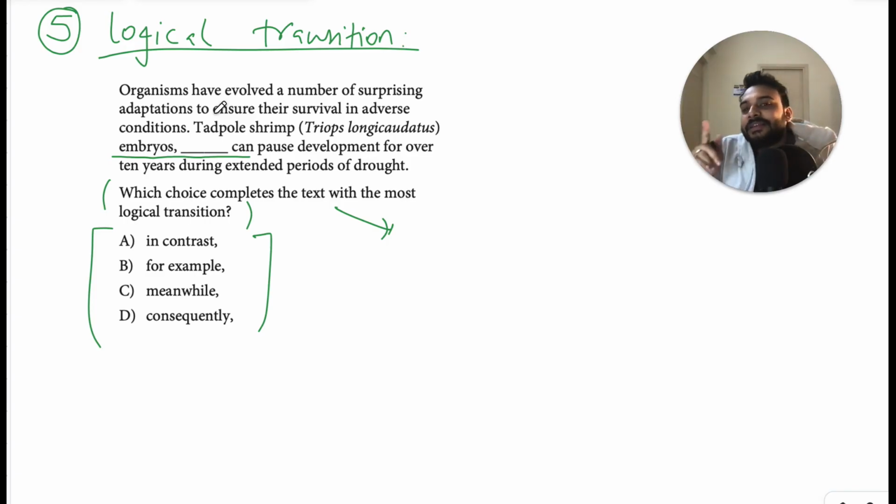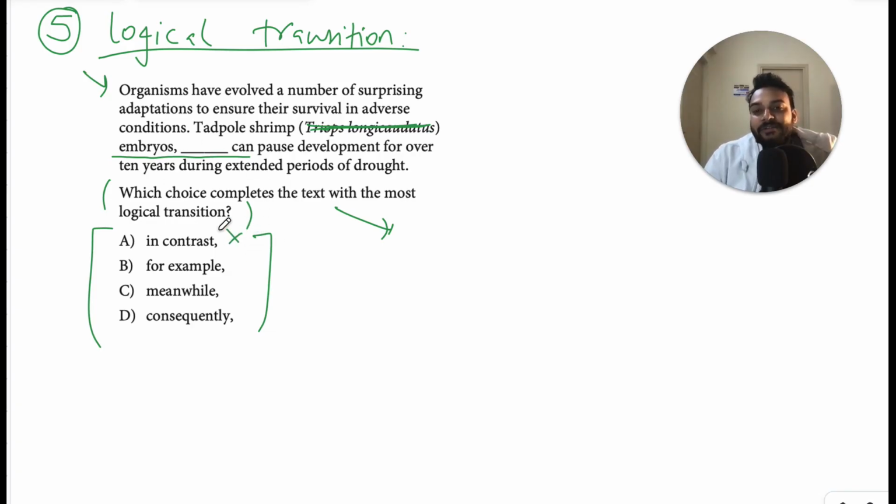Then they give an example of tadpole shrimp. Tadpole shrimp embryos, you can just ignore this part, not at all useful. Tadpole shrimp embryos can pause development for over 10 years during the extended periods of drought. So this is not a very usual thing. That's what they're trying to give us. So if we try option A, in contrast, tadpole shrimps in contrast, that's not correct. This actually is showing a sign of supporting the original claim which the author made. So in contrast, no, that's wrong.